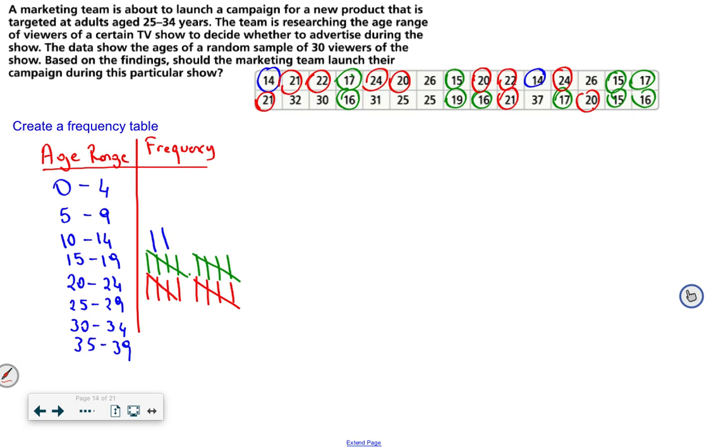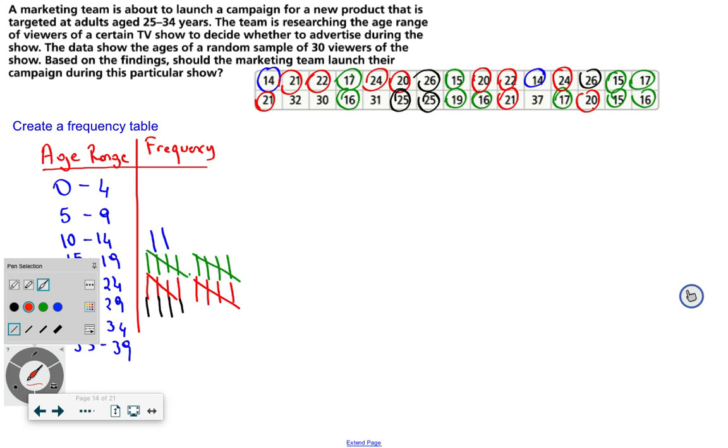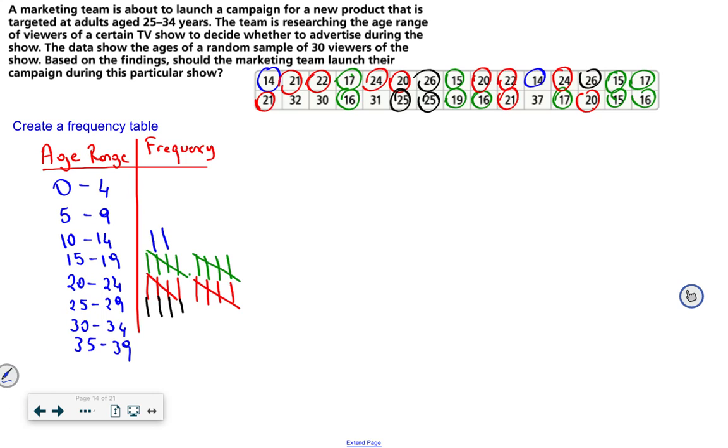Next one is 25 to 29. 1, 2, 3, 4 people. So the number of people in the age range 30 to 34 is 1, 2, 3. There are 3 people, and there's only 1 person in the age range 35 to 39.